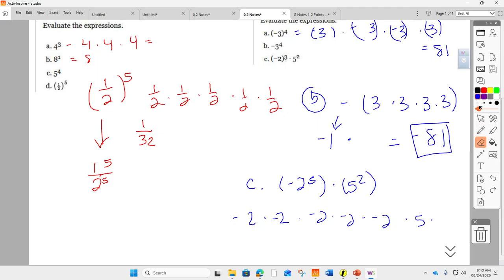I do appreciate you correcting me on that. Everything gets a lot more confusing when I write something wrong and I've got kids going, wait, what? Did you mean, am I doing something wrong? So thank you for catching my careless mistake. So this is -8 times 25, so we have -200. All right.